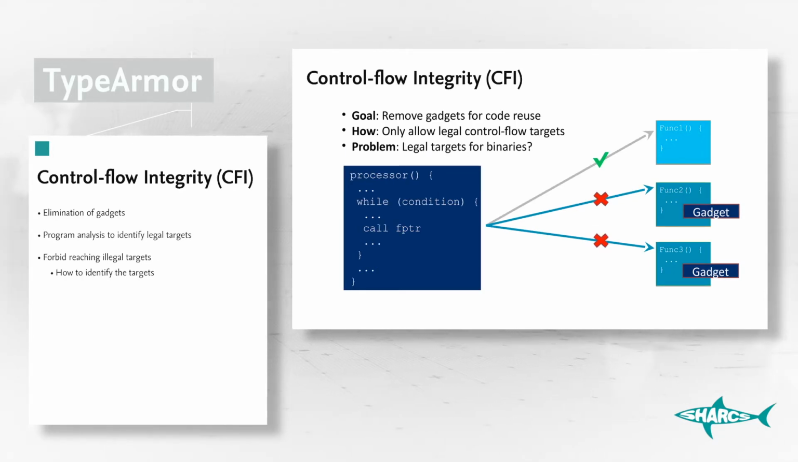Control flow integrity, or CFI, is a common software protection technique which seeks to eliminate as many gadgets as possible from a program to hinder code reuse attacks. The key idea is to analyze the program to identify legal targets and later instrument it to forbid any illegal targets from being reached during the execution. A major challenge is how to identify such legal targets with reasonable precision for arbitrary program binaries.